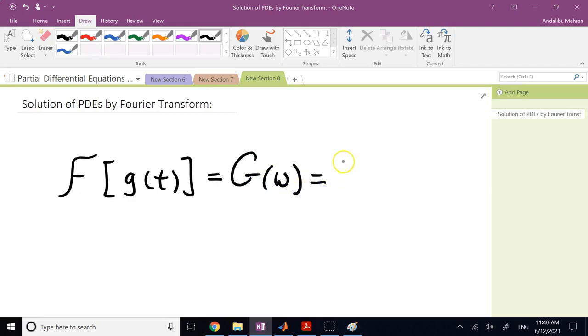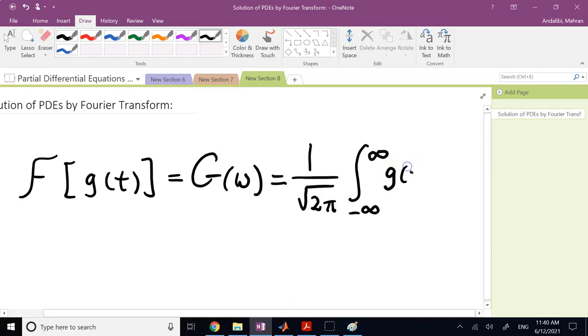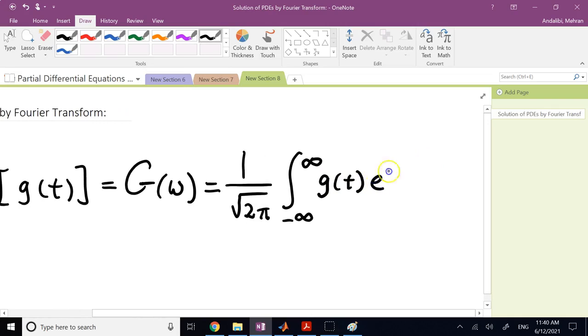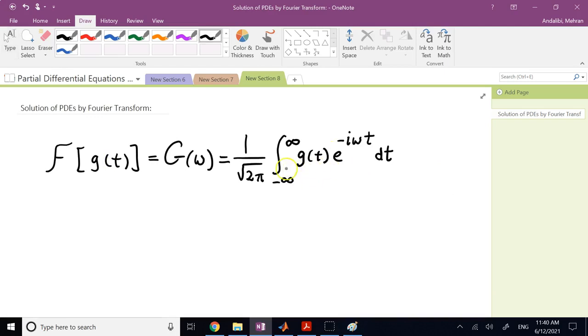And the definition of that is 1 over square root 2 pi, the integral from negative infinity to positive infinity of g of t times exponential of negative i omega t dt. Okay, and if you even look at it, it's quite similar to the Laplace transform. And that's what I said, s in Laplace transform does represent frequency. So instead of going from u of x and t to u of x and s, which we did here, now here we go to u of x and omega, where omega is exactly the frequency.